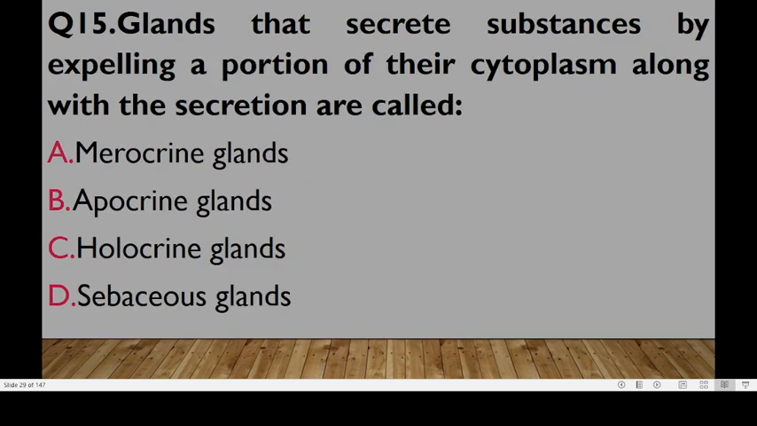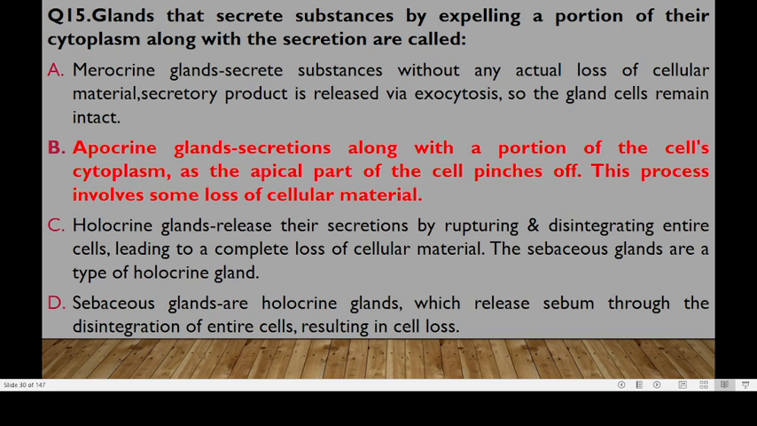Glands that secrete substances by expelling a portion of their cytoplasm along with the secretions are referred to as, if you look at the four options, apocrine glands. They normally release a portion of the cell's cytoplasm as the apical part of the cell pinches off. This process involves some loss of cellular material. Remember, merocrine glands secrete substances without any actual loss of cellular material, while holocrine glands release their secretions by rupturing and disrupting the entire cell.